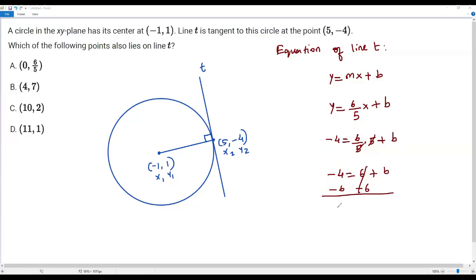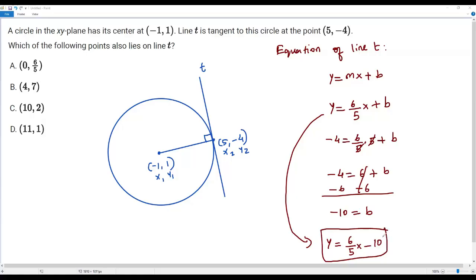When I combine negative 4 and negative 6, I am getting negative 10. On the right side, we have b. Okay, now I got the constant b. So now we can plug in the value negative 10 for b in this equation. Then we get y equals 6 over 5 times x, negative 10. Okay, now I got the equation of this line T, the tangent line T.